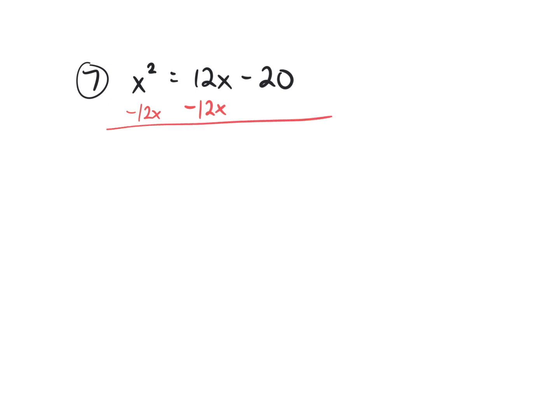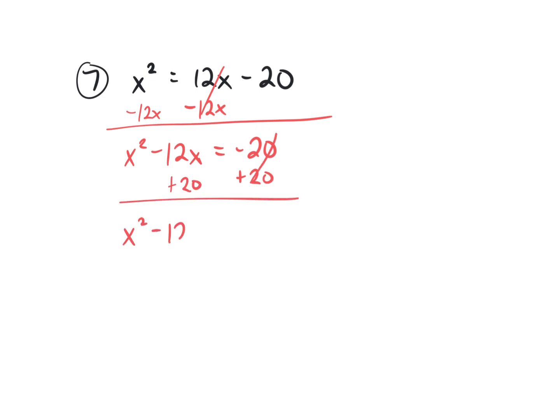So if I subtract that 12x, I have x squared minus 12x equals -20. Can I solve yet? No. Add the 20 on both sides. So I have x squared minus 12x plus 20 equal to 0. Is that what we wanted? Yes. Once we have it equal to 0, we can solve.